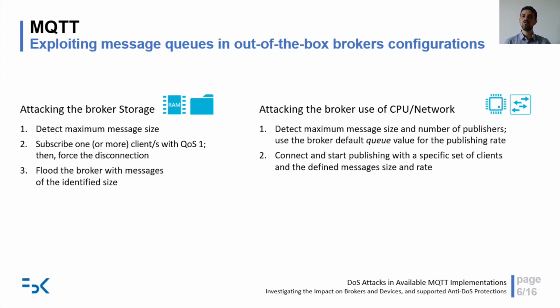We identify two possible attacks towards the broker. The first one starts with identifying the maximum message size supported by the broker or the underlying machine, then allowing the storage of messages in memory or on the disk, depending on the implementation, by subscribing and forcing the disconnection of one or more clients. Ultimately, we publish many heavy messages and monitor the use of RAM or disk and eventual broker issues.